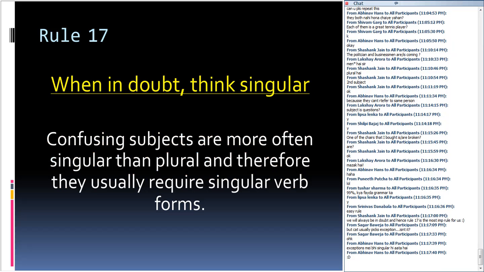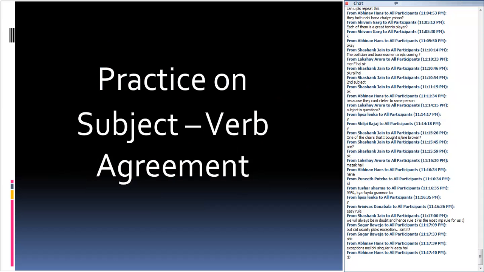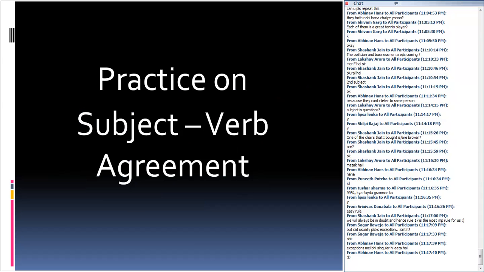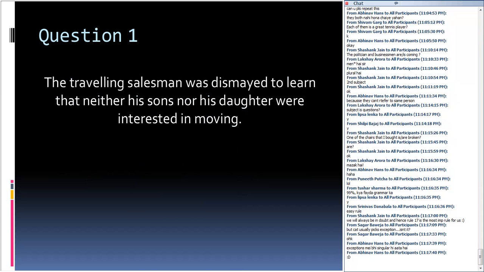But it was very important that I take you through all the rules. That is why I made you sit through this horrible class, I believe. But it was important. So based on these 17 rules, we don't have much time. So what I'll do is फटाफट दो चार questions मुझे बताओ इसके आंसर क्या होने चाहिए. For example, the traveling salesman was dismayed to learn that neither his sons nor his daughter were interested in moving. Is this sentence right?